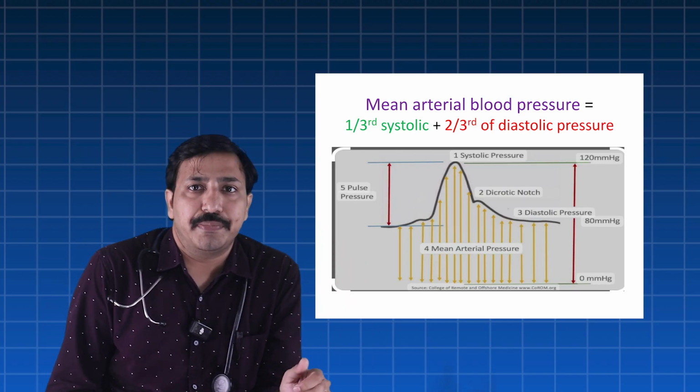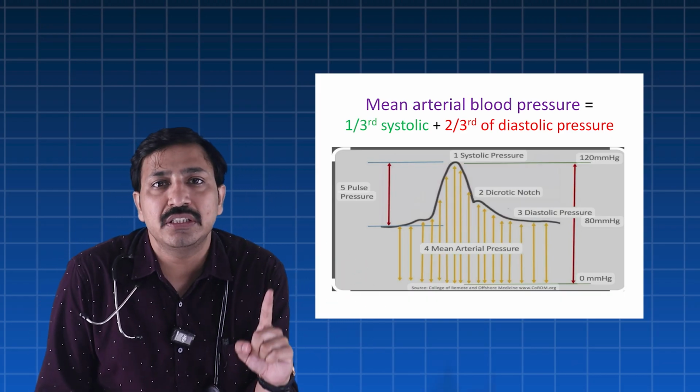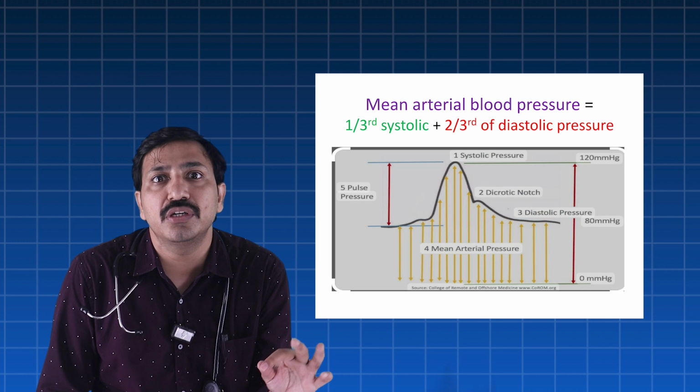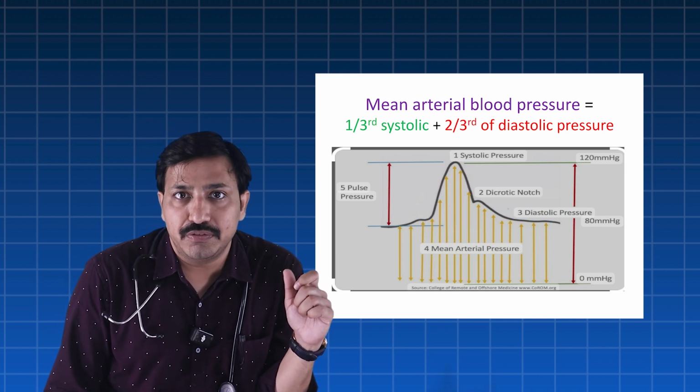What is the mean arterial blood pressure? If you can see these things, the mean arterial blood pressure is 1/3 of the systole plus 2/3 of the diastole. Why are we saying this? What is the importance of this?